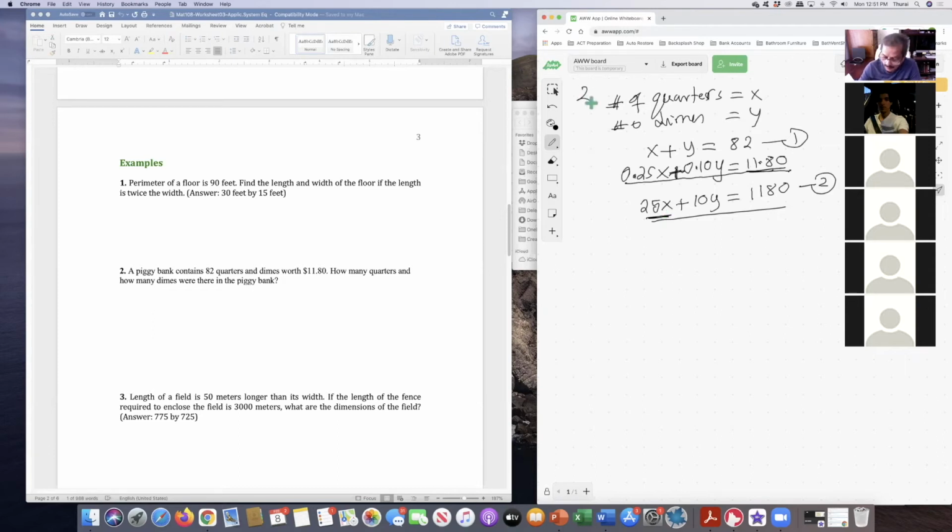All right, so let's proceed to number 3. Example number 3. Length of a field is 50 meters longer than its width. And the length of the fence required to enclose the field is 3,000 meters. What are the dimensions of the field? So they're asking for the length and width of a field. So let's say this is the field and the length is X and the width is Y.